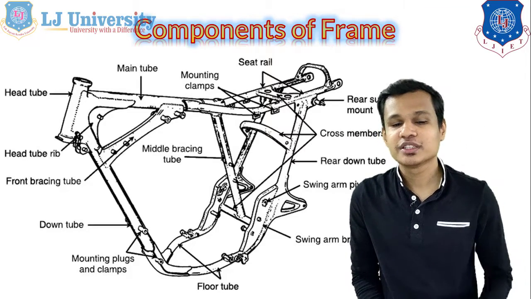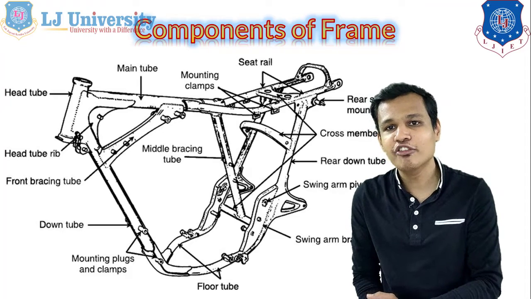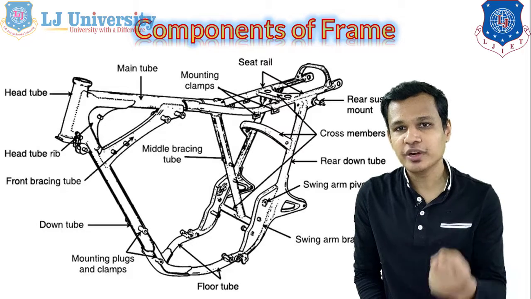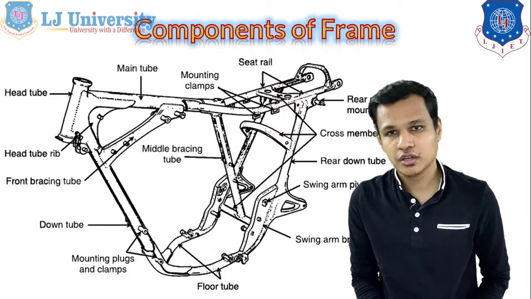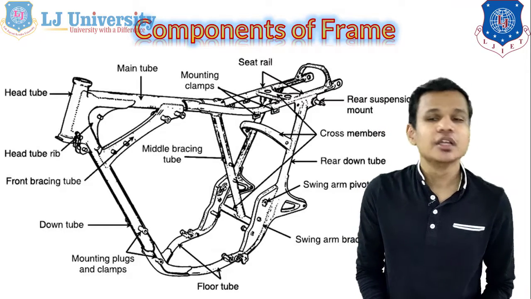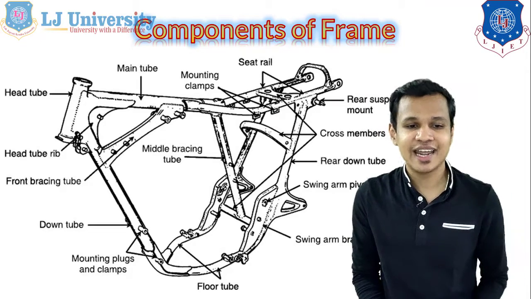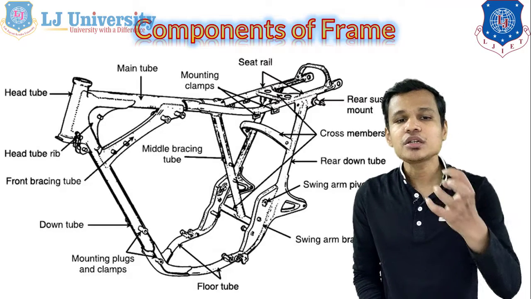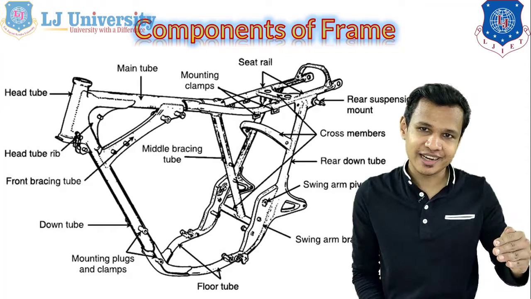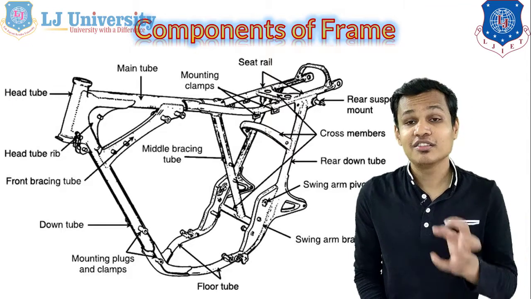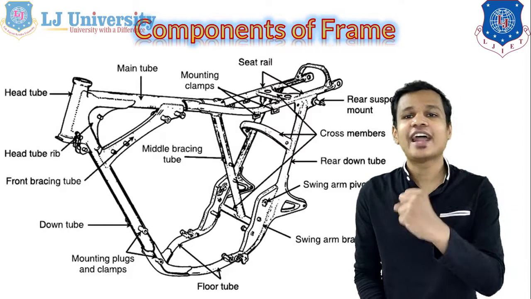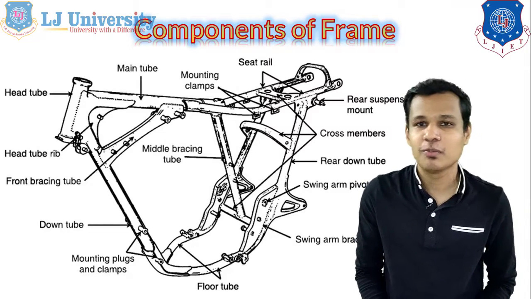On the downward side, you can see the down tube below the main tube. Same as the main tube, the down tube also takes a large amount of the loads that are applied on the two-wheeler. The main tube and down tube are connected with the front bracing tube. You can see that the front bracing tube is connected in a diagonal manner. That diagonal arrangement creates a triangle, so the law of triangulation will be fulfilled with the help of this.